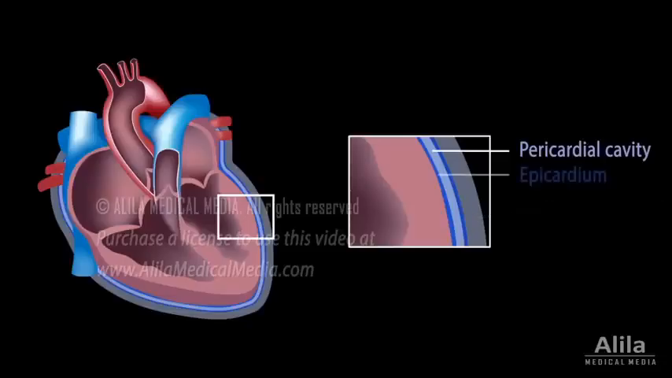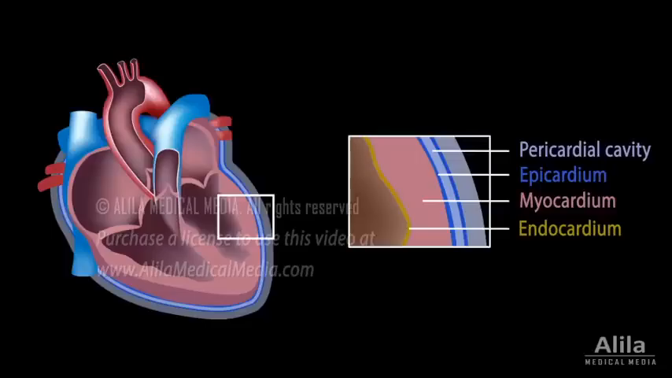The outer layer, epicardium, lines the pericardial cavity. The inner layer, endocardium, lines heart chambers and valves and is continuous with the endothelium of blood vessels. And the thick middle layer, myocardium, is the muscle tissue responsible for the beating of the heart.